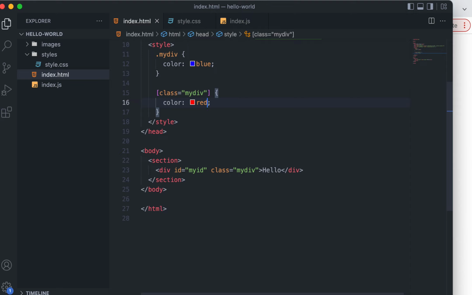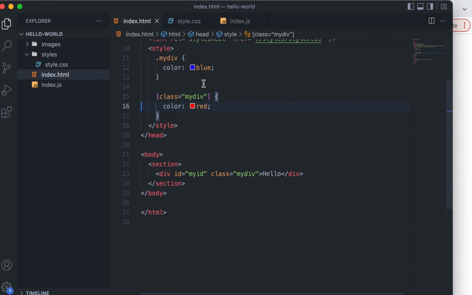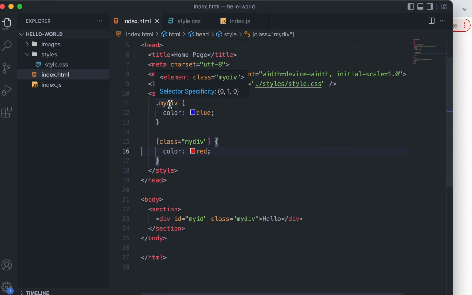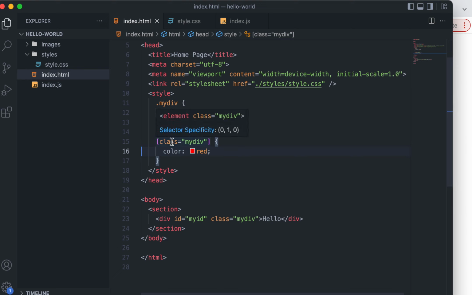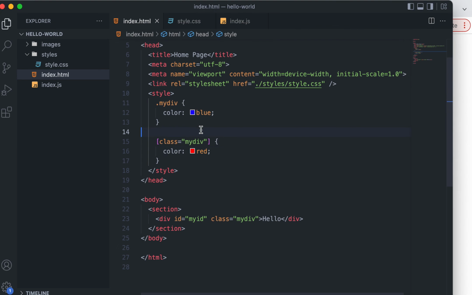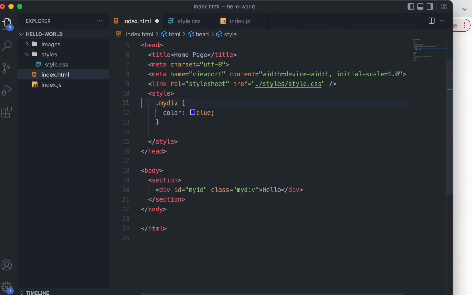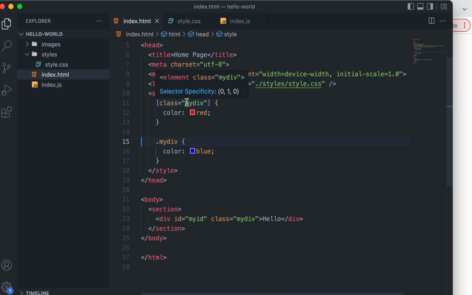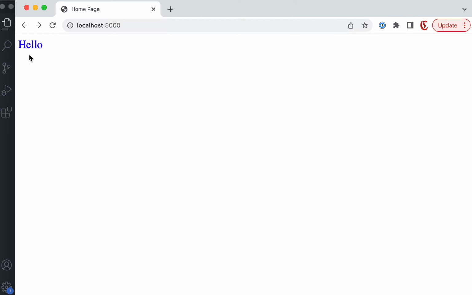Okay, now you see what is happening. Its specificity is 010, its specificity is also 010. So what will happen is that it will be given more priority because it is coming later in the style sheet, and that's why the color will be red. Okay, now you see that if I move this above, then again both are having the same specificity, but this thing is coming later, and that's why it will be blue.